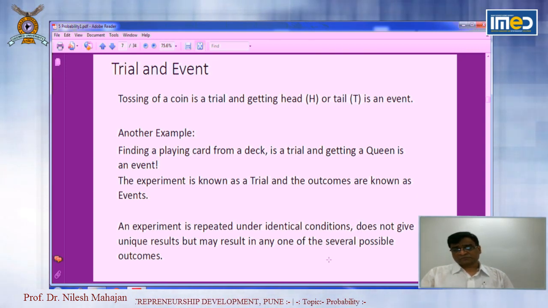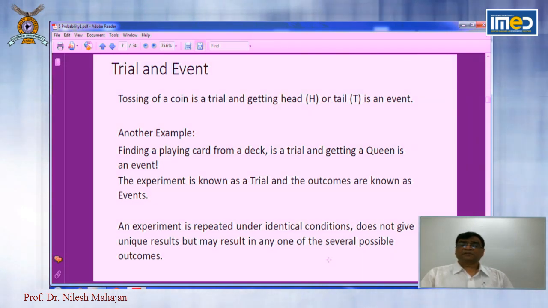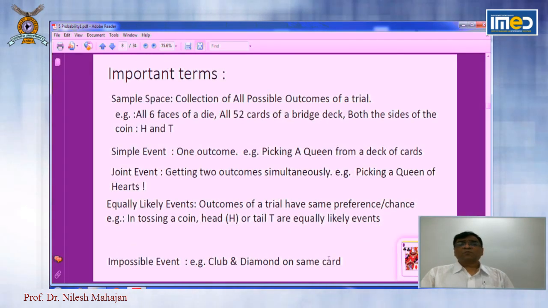Suppose I throw two coins successively two times. So what are the heads and tails? You think about this. An experiment repeated under identical conditions does not give unique results, but may result in any one of several possible outcomes. So what important terms are required for calculating the probability?